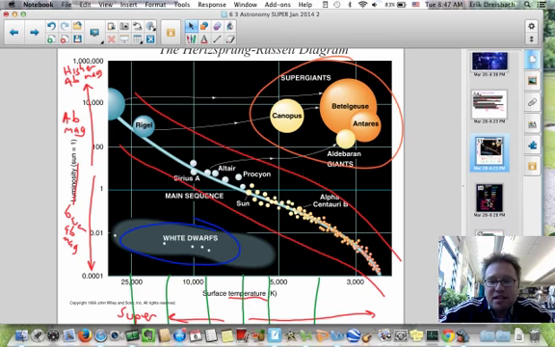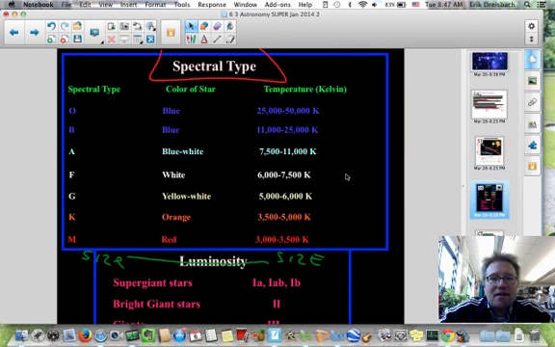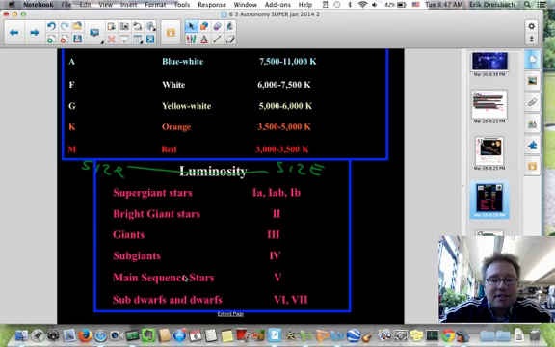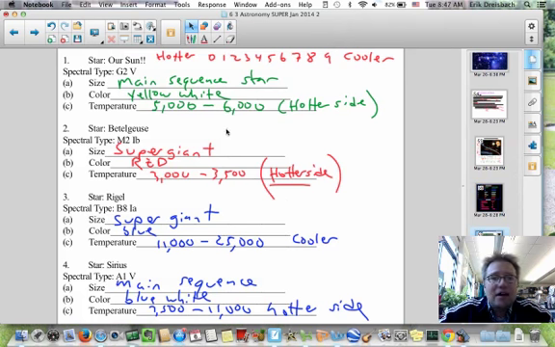Understanding this relationship, we have something called the spectral type that tells you the color of stars, the temperature range, and their relative size: giants, main sequence, or dwarfs. Using this pattern, and you'll need to know this for the test, you can figure out the color, size, and temperature of a star.